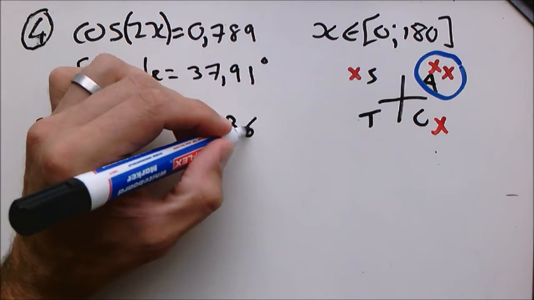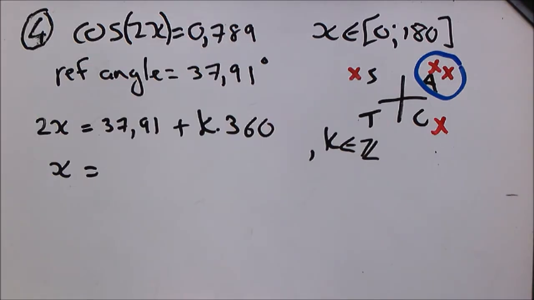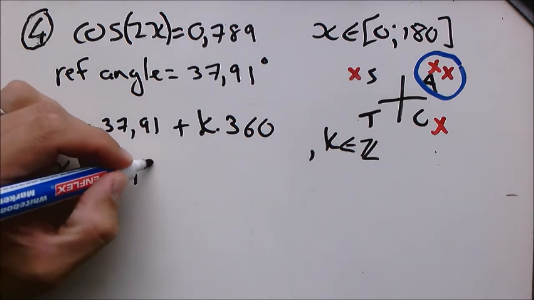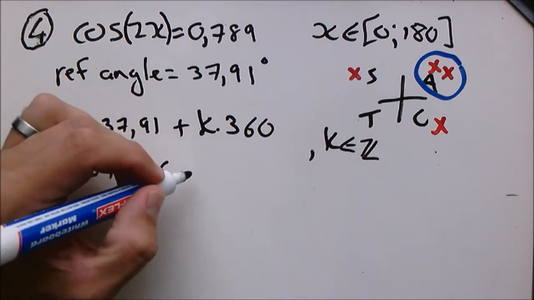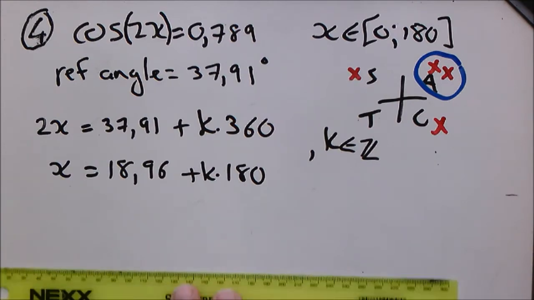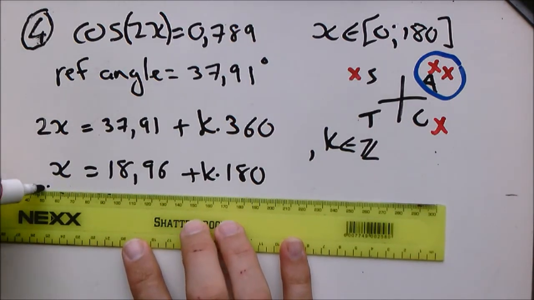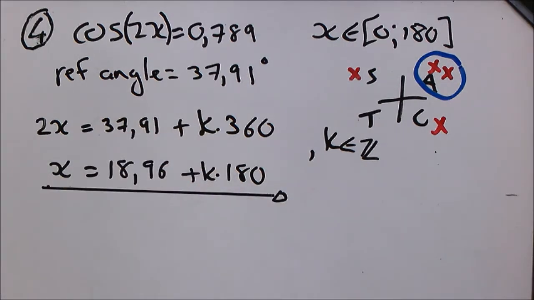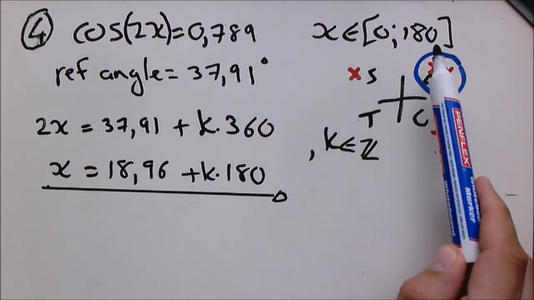So your final expression will become x equals 37,91 divided by 2, and that gives you 18,96 plus k times 180, because 360 also had to be divided by 2, and this is our answer. Now we need to test. This is a general solution. Now to test these values that lie within 0 and 180.